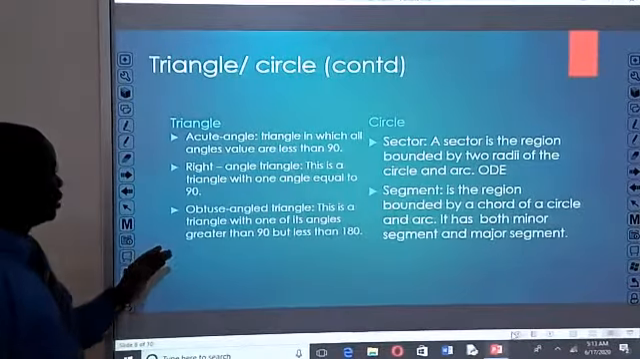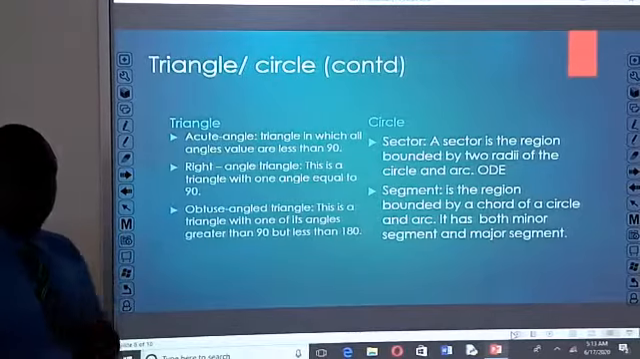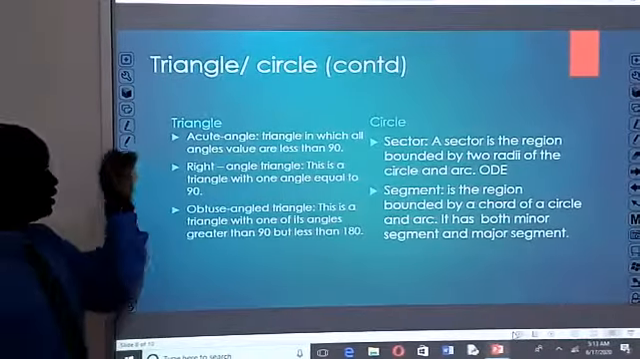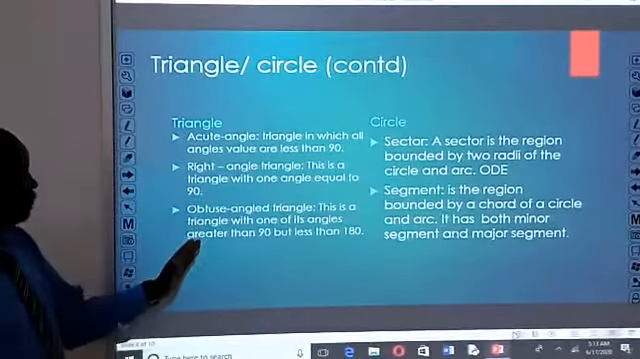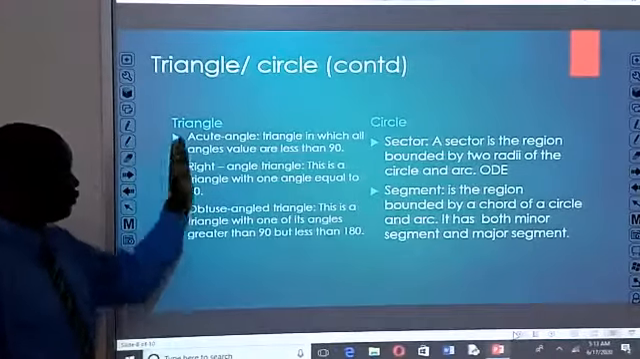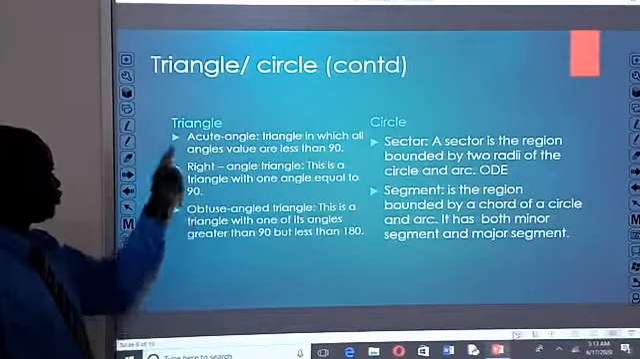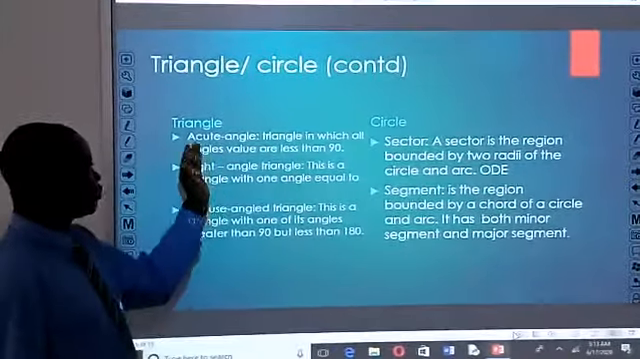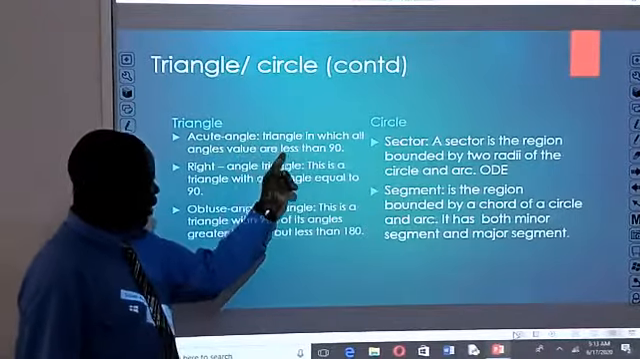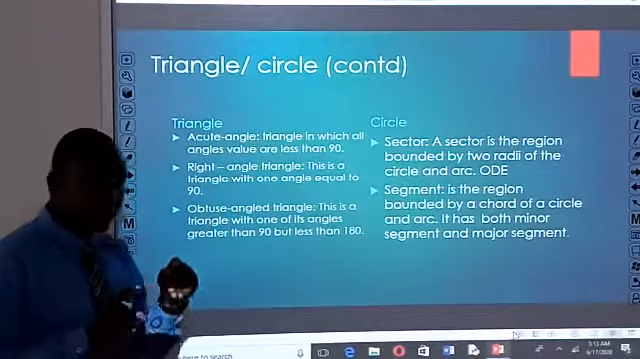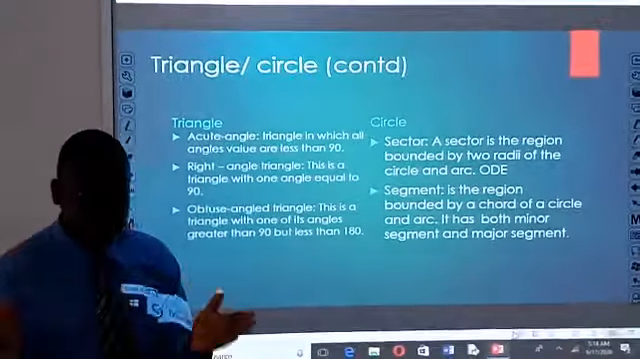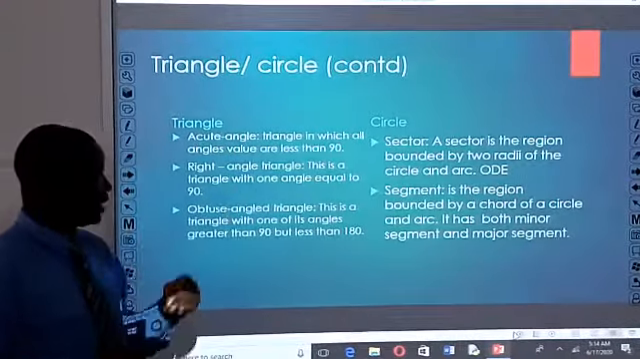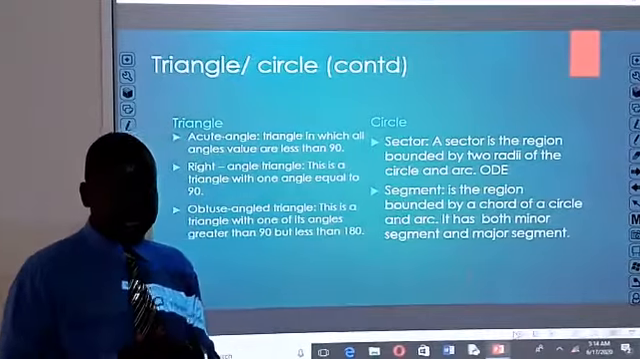Now, continuation. As I just said about the triangle, the triangle has the acute angles, the right angles, and the obtuse angles. For the sake of emphasis, we're not dealing with reflex angles, but we're going to rely only on these three: acute, right, and obtuse angles. So let's look at what an acute angle is. An acute angle triangle is a triangle in which all the angle values are less than 90. When the value is less than 90, it shows that 89 is less than 90. But if you have 91, it is greater than 90, so it's not an acute angle.